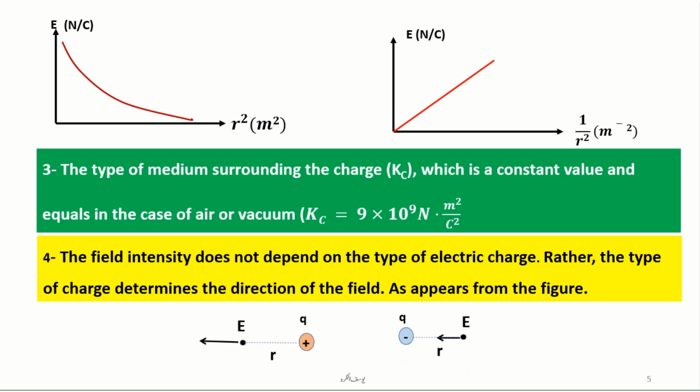This is the figure. Notice that this is the positive charge Q. You have to know the direction comes toward the left. Here in this point, the direction of the field. But here in this negative charge, the direction of E comes toward the charge from the far distance. Okay.